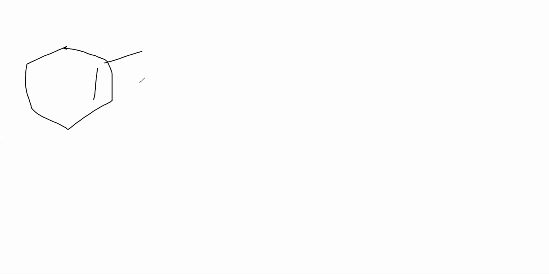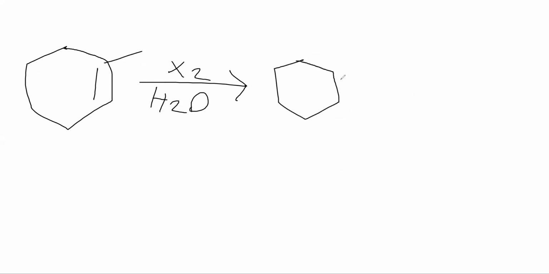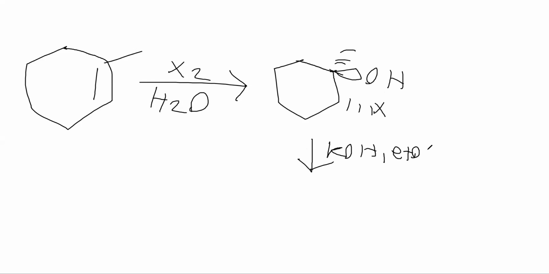Another way you can get an epoxide is if you first do X2 and water. That will lead to this product, again with the OH and the X trans to each other. And then if you add KOH and ethanol, or EtOH, that will deprotonate the oxygen and lead to it reacting with the X there, in a mechanism that you don't really have to know, so I'm not going to throw it at you.